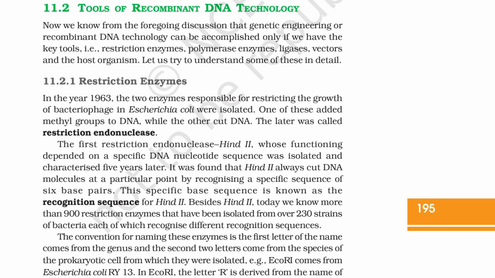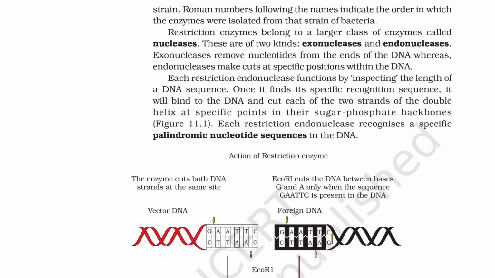Besides Hind II, today we know more than 900 restriction enzymes that have been isolated from over 230 strains of bacteria, each of which recognize different recognition sequences. The convention for naming these enzymes is that the first letter of the name comes from the genus and the second two letters come from the species of the prokaryotic cell from which they were isolated. Example: EcoRI comes from Escherichia coli RY13. In EcoRI, the letter R is derived from the name of the strain. Roman numbers following the names indicate the order in which the enzymes were isolated from that strain of bacteria.